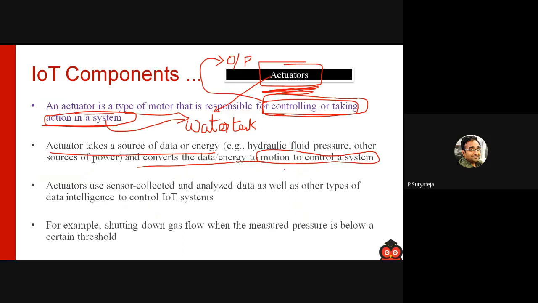Okay, so the energy can be either water pressure, or mechanical energy, electrical energy. We have different kinds of energy, so it can be anything. Okay, right. So you can see here actuators use the analyzed data which is collected by sensors. Just now I have told you, right? Using this analyzed data, the IoT system will send back the signal to the actuator what to do.